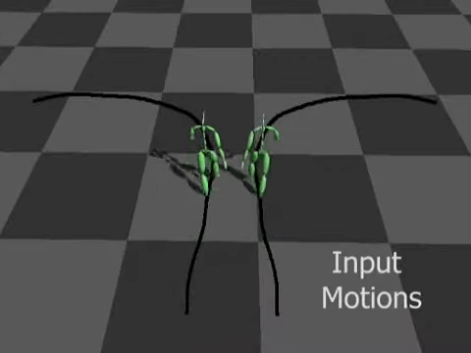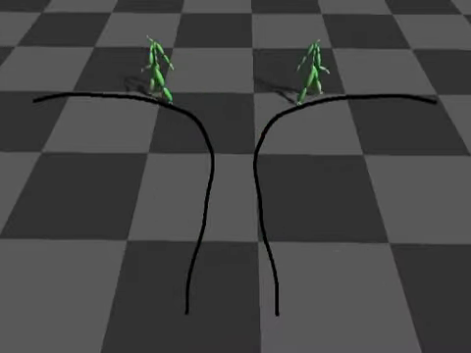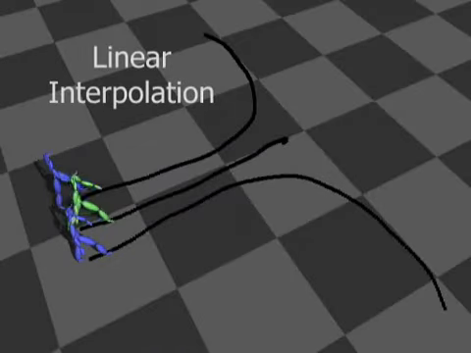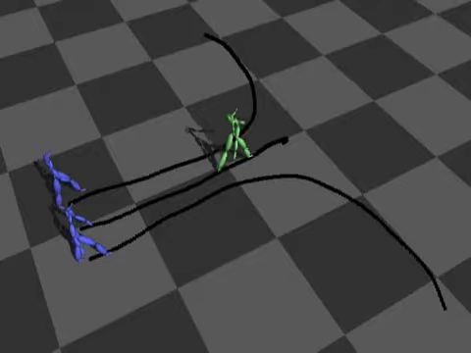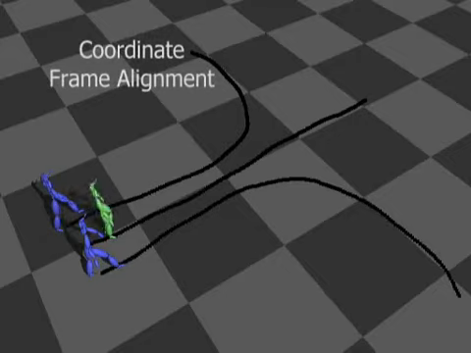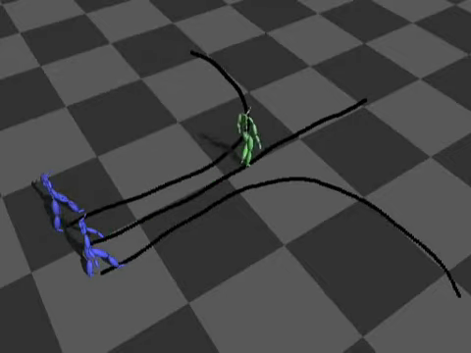Standard automatic blending methods combine root parameters with linear interpolation. If the paths of the characters are not similar, this can produce serious artifacts. Registration curves avoid this problem through a novel technique called coordinate frame alignment.